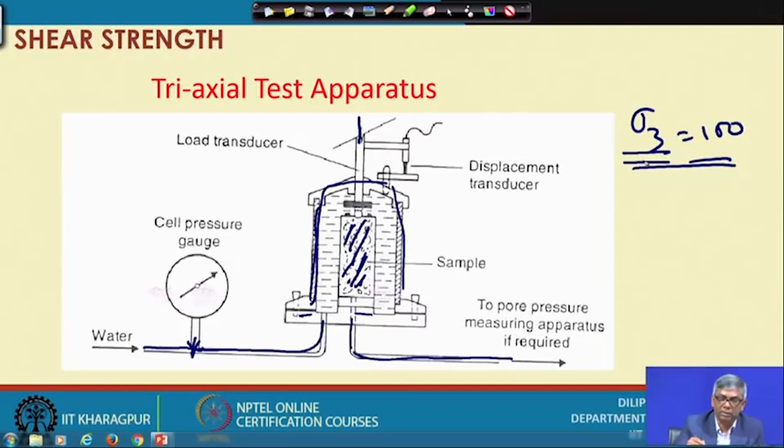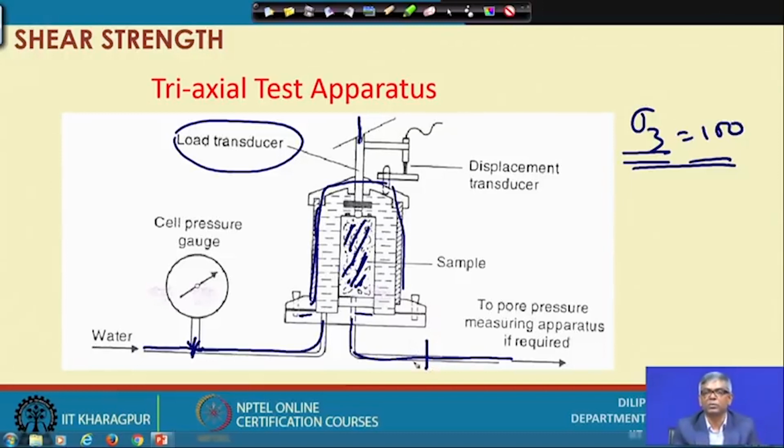So, this is by and large the triaxial apparatus. You can see this is the sample, and there is a mechanism to record how much it is displacing over time or with applied load. Whatever load is applied will also be measured through a load transducer. Water pressure can be applied and measured through a gauge, and when drainage is required we can keep the drain open, and when it is not required we can close it. These are the universal test procedures in the triaxial test.